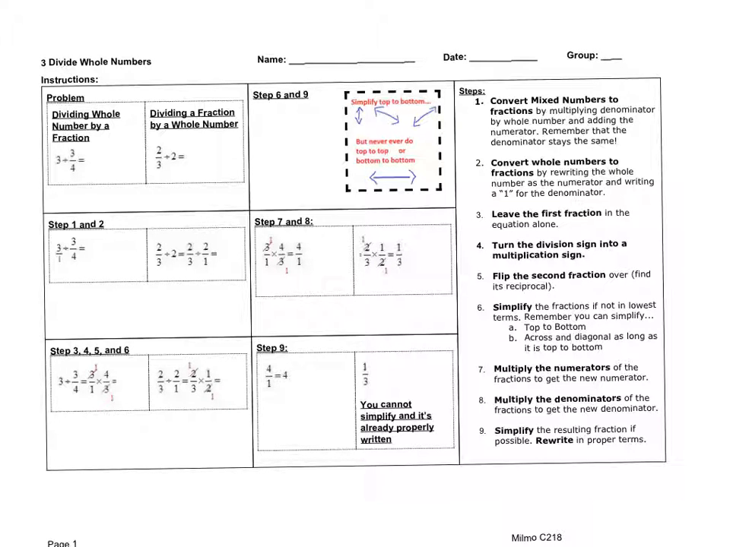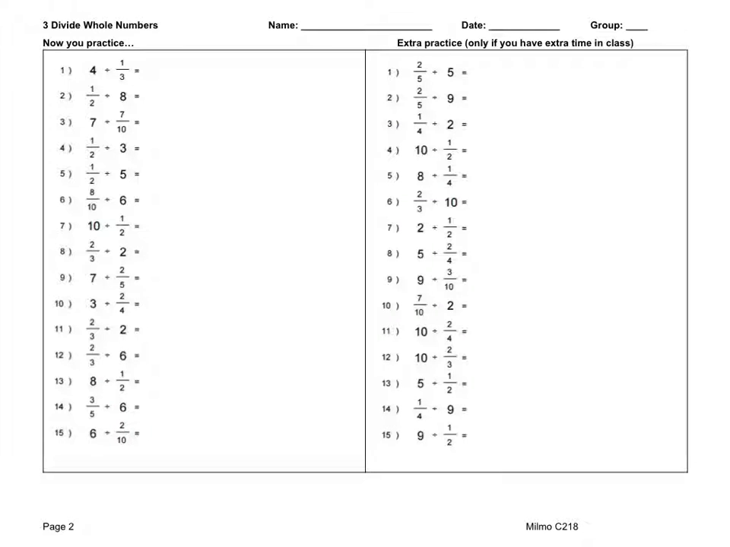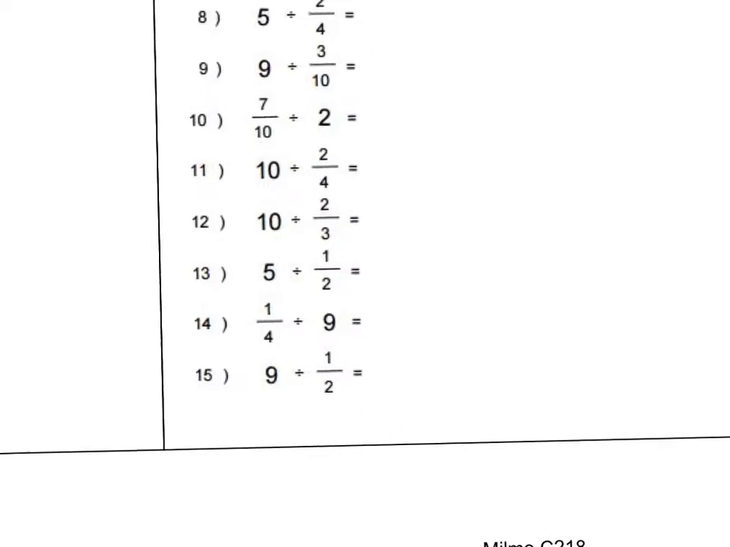So let's go ahead and do part 3 of dividing fractions, dividing by whole numbers. Okay, we're going to be using the same rules as before. The one that we're going to be adding is number 2. We're going to convert whole numbers to fractions by rewriting the whole number as the numerator and writing a 1 for the denominator. There's 2 types of problems we're going to encounter. You can divide a whole number by a fraction, or you can divide a fraction by a whole number. The rules are still the same though, okay? So let's do a couple of examples.